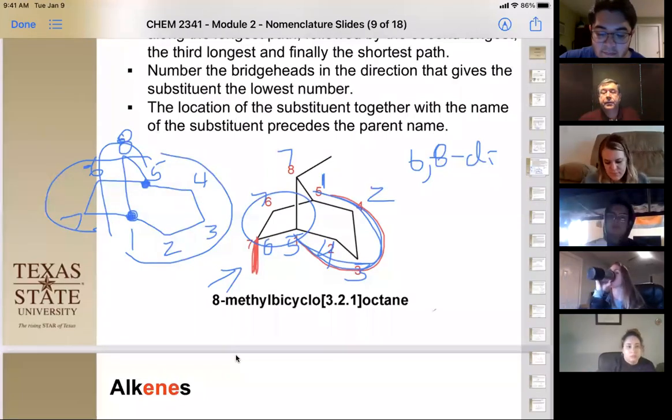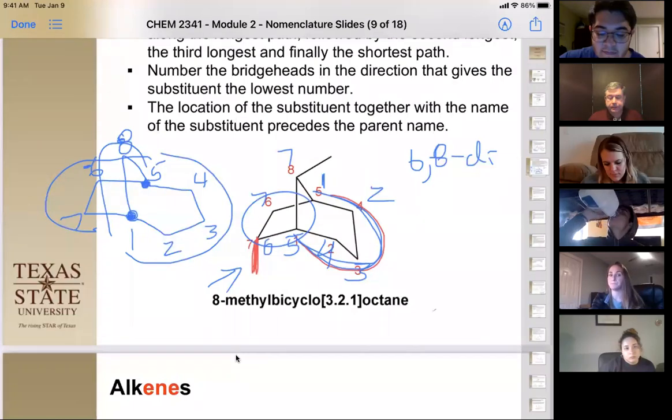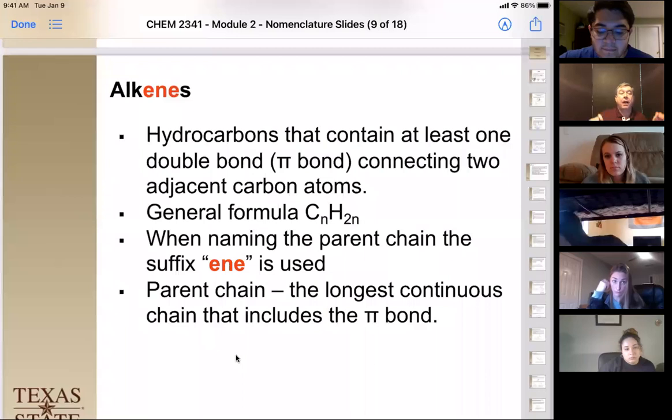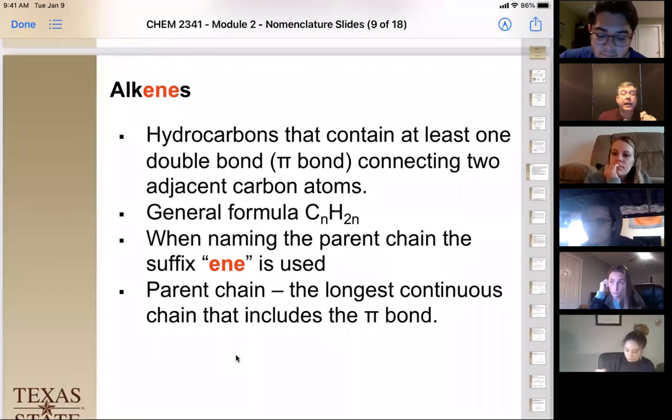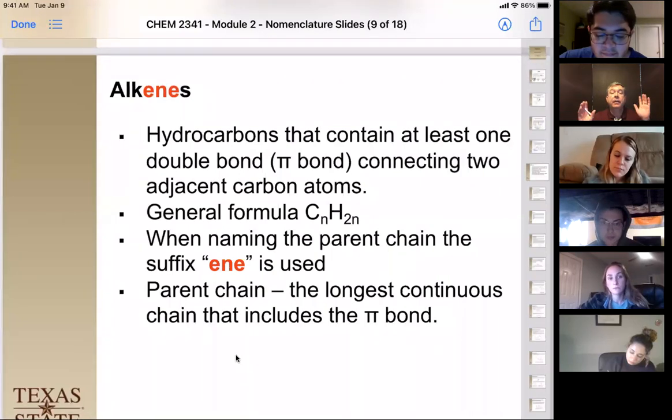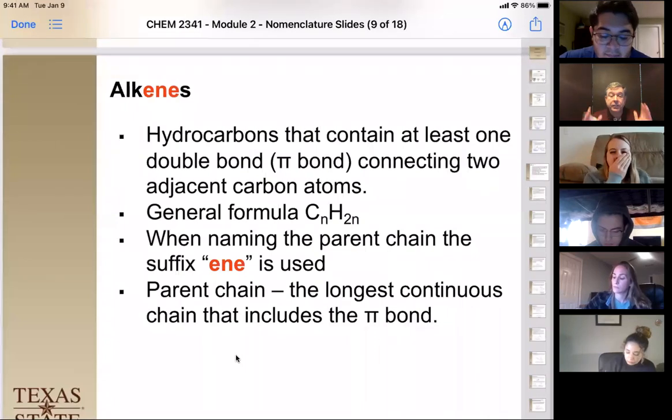Now let's get on to alkenes. Everything we saw before was alkanes. Alkanes have only carbon-carbon single bonds. There are no pi bonds in there at all. So by changing our system and adding at least one double bond or pi bond, we now have changed the nature of the main chain. So now the parent chain has the suffix -ene on it.